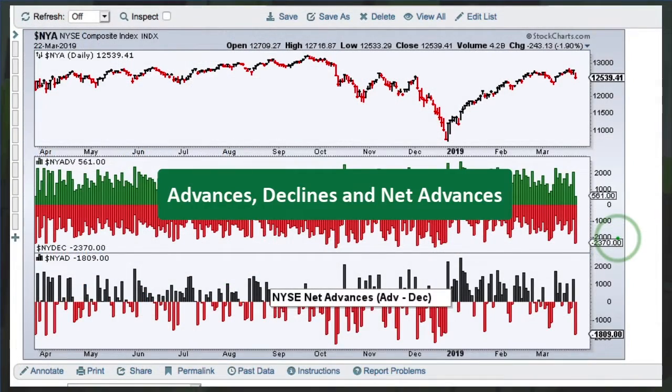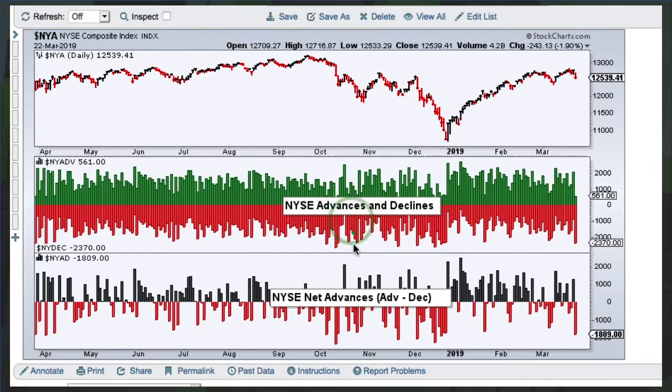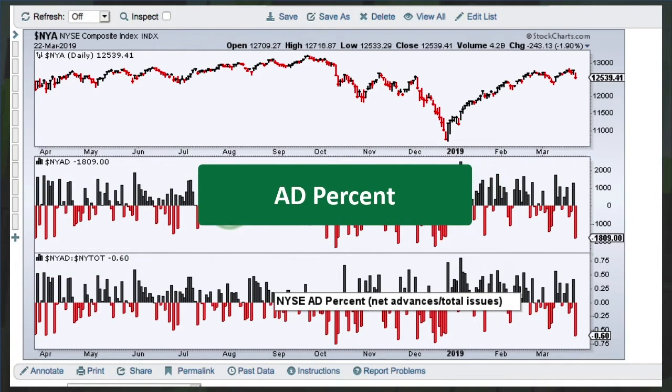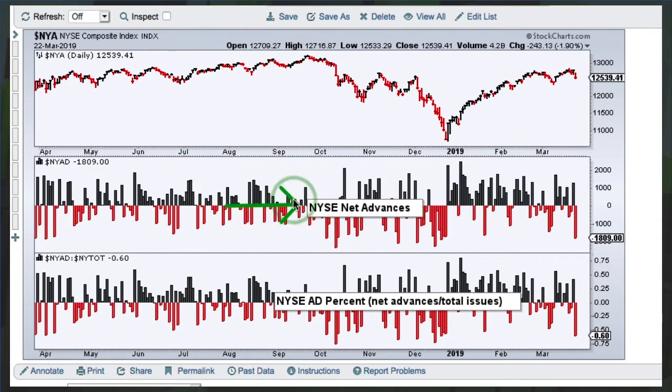So from advances and declines, we get net advances, and that is the bottom indicator. You can see there's an indicator actually for NYSE net advances, $NYAD. That's advances minus declines. When there are more advances, this is positive, and when there are more declines, this is negative. So from net advances, in the middle window, we can calculate Advance Decline Percent.